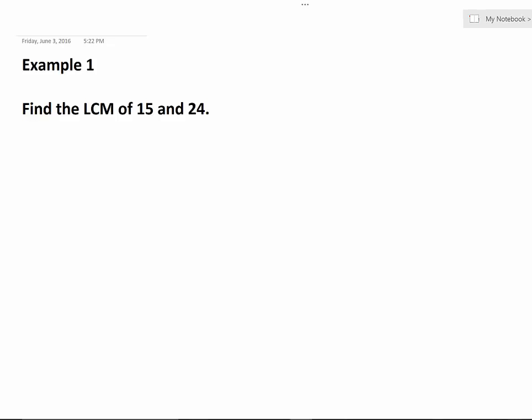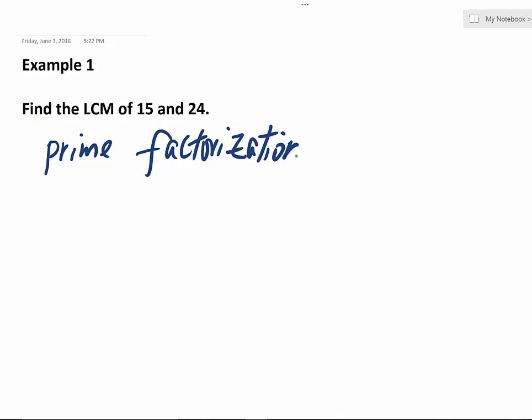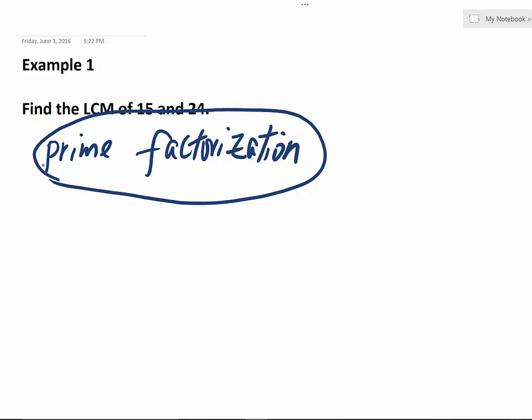Alright, let's take a look at this example. Let's try to find the LCM of 15 and 24. In order to find the LCM, you need to do a prime factorization on both 15 and 24. And prime factorization is the key thing to tackle the LCD, LCM problems.